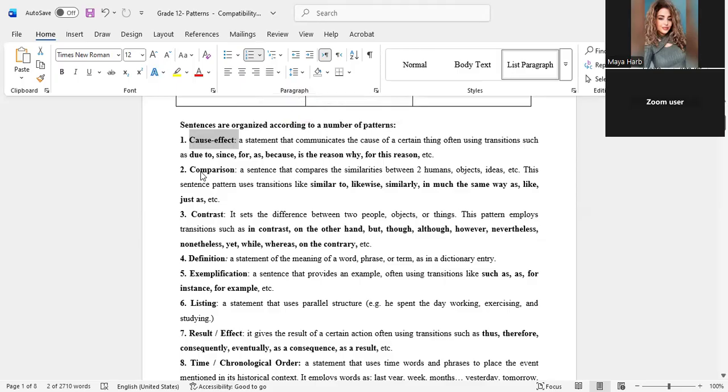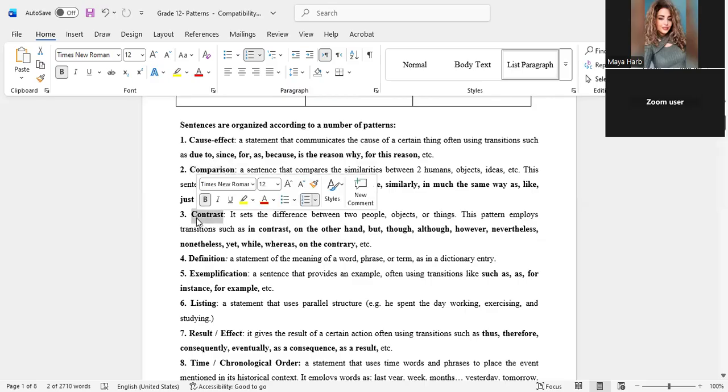Comparison is when I'm showing the similarity between two things or two people. Like, just like her mother, she has black hair. In this case, I'm showing the similarity between her and her mother. And sometimes comparison is when I'm trying to compare using comparative adjectives. For example, she is smarter than her sister. In this case, I'm comparing between them. This painting is nicer than the other one. So I'm comparing.